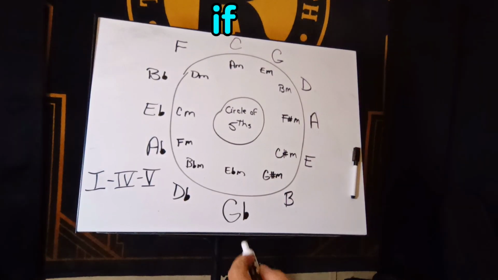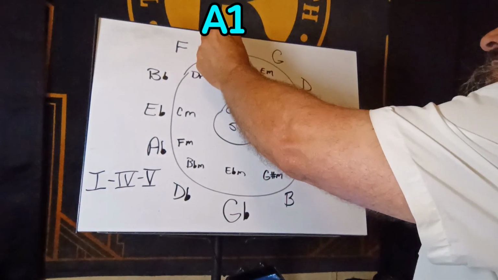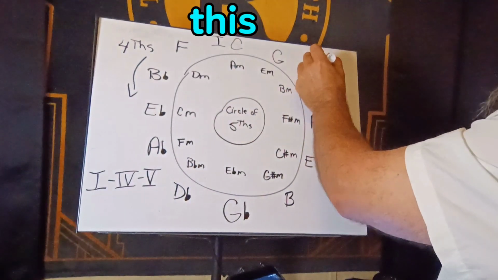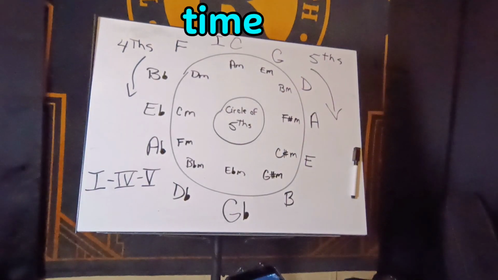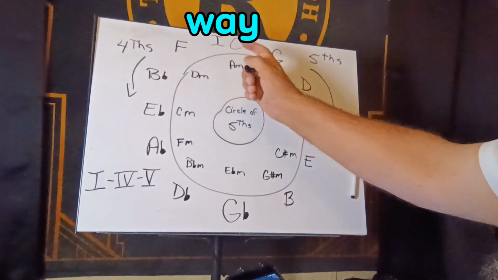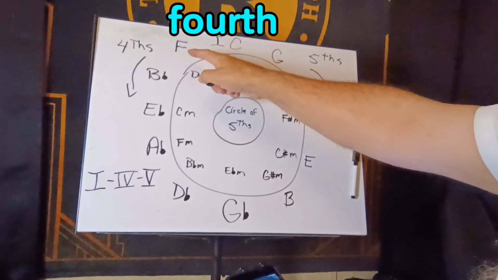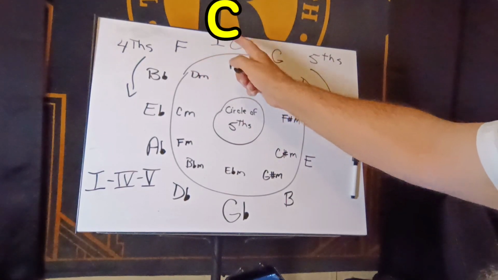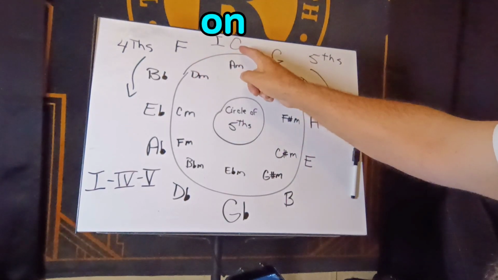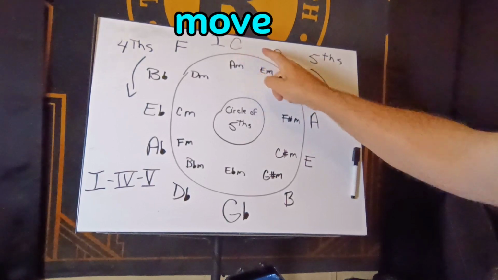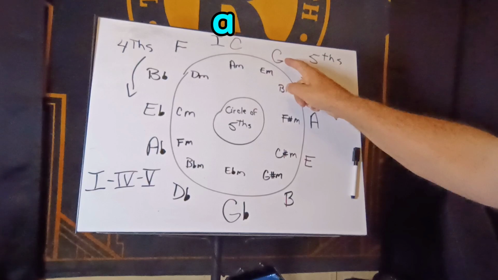So if you have a one and you're moving in fourths this way, and you're moving in fifths this way, then if this is your root chord, you're moving to a fourth. So that would be C and F. If the root chord is C, and you're moving in fifths, you move this way, so that would be a G.